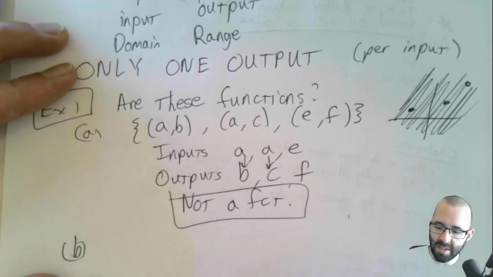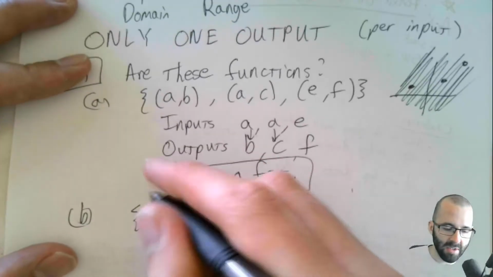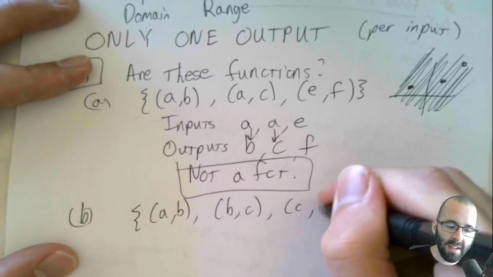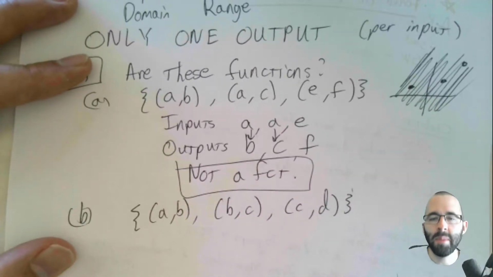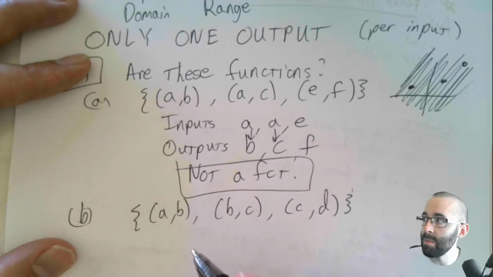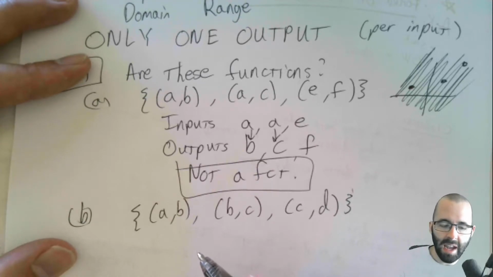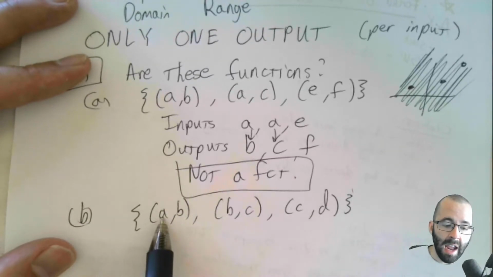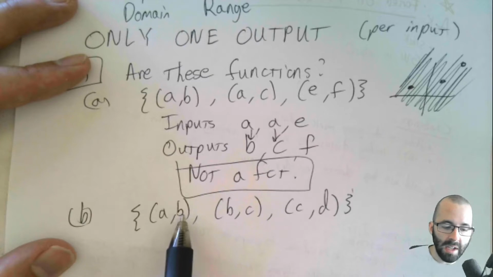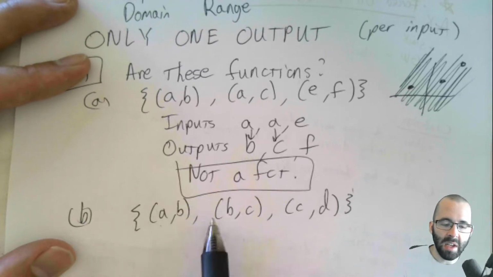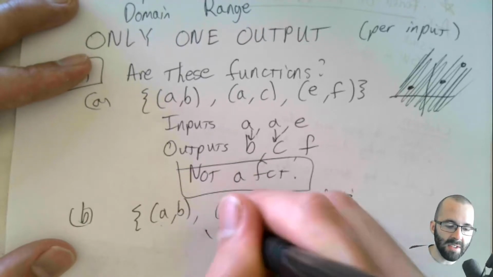All right, let's look at part B, something separate, similar. Looks very similar, actually. AB, BC, and CD. So you might right off the bat say gut feeling, ooh, I see a lot of reusing going on here. A lot of the same letters popping up. But it's okay. Because look at this, what are the inputs? A, B, and C. A, that input, only goes to B. B only goes to C, and C only goes to D. Every input only occurs one time. Okay, so this actually is a function.